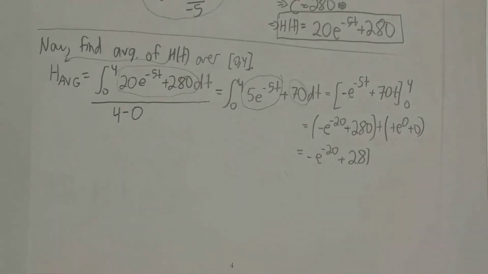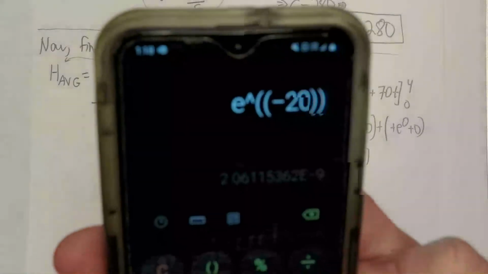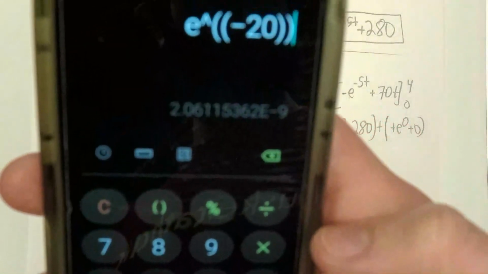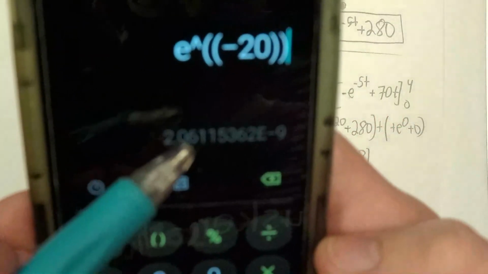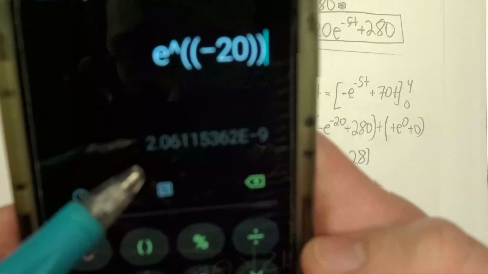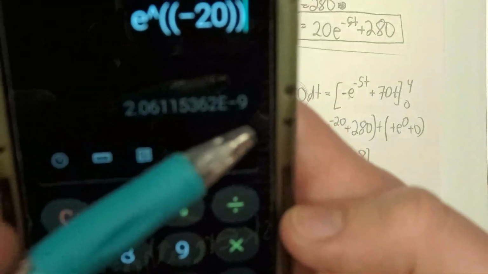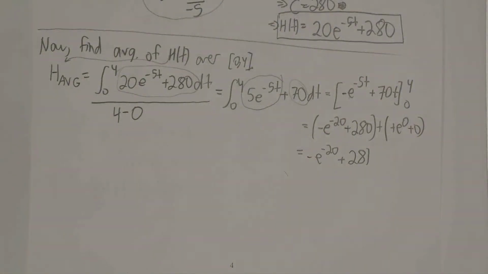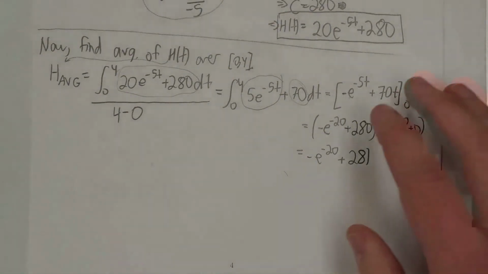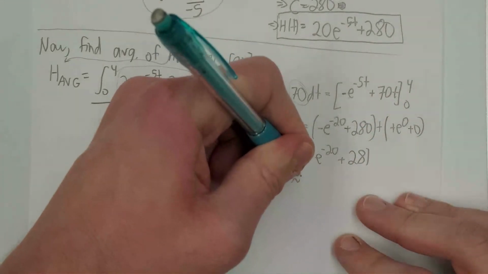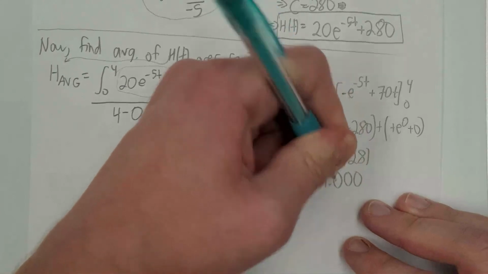Okay? Now, what you notice from this is that, well, if you plug negative e to the negative 20th into a calculator, that's pretty tiny. And this is the only time I'm going to let my phone out in class, so I'm just going to show you how small it is. Yes, 2.06. It's kind of hard to see, but it's supposed to say 2.06 times 10 to the negative 9th, which is really tiny. So if you're trying to round to 3 decimal places, 281.000 is the best you can do.